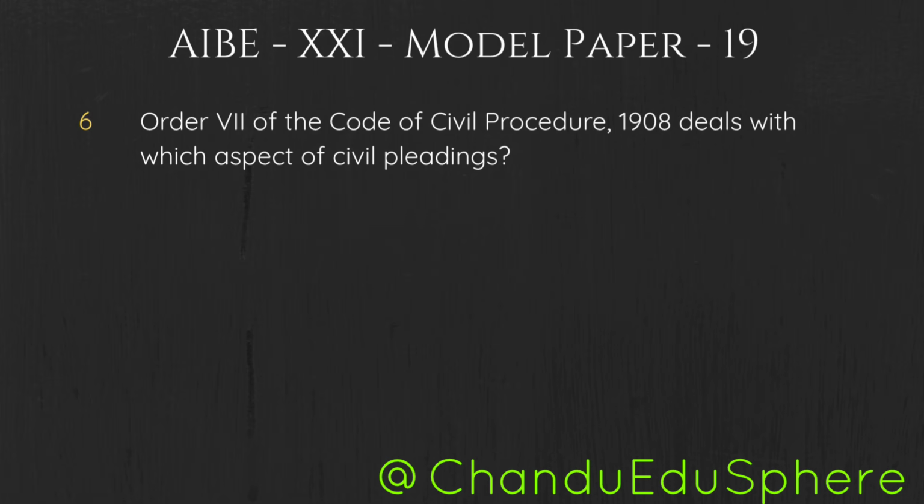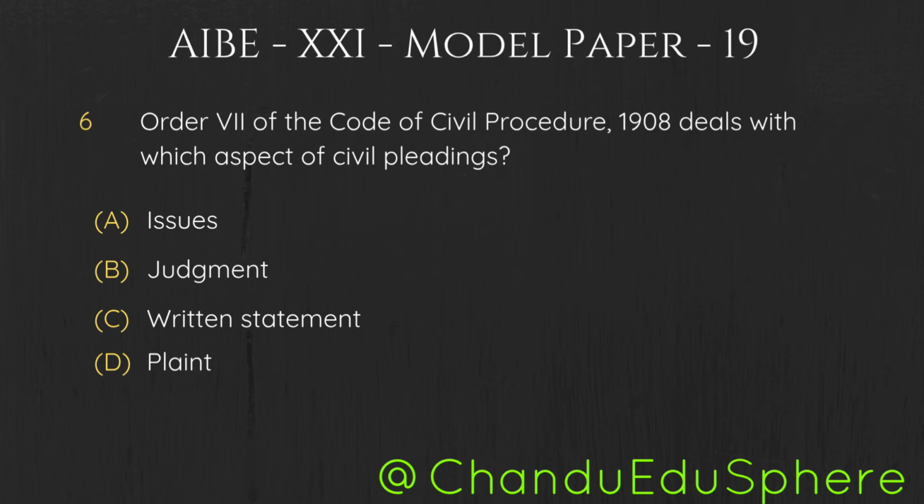Order 7 of the Code of Civil Procedure 1908 deals with which aspect of civil pleadings? Order 7 of the CPC contains the rules governing the form, contents, particulars, return and rejection of a plaint, including the requirements to state the cause of action and jurisdictional particulars. D. Plaint is the correct choice.